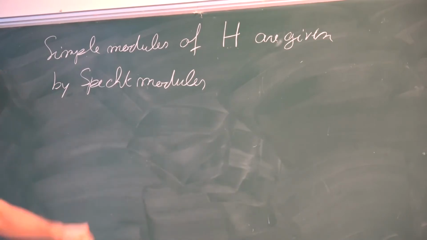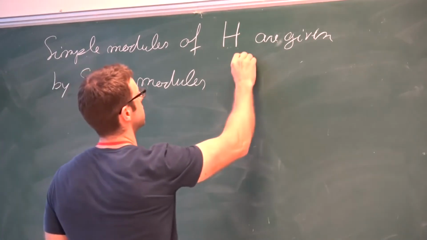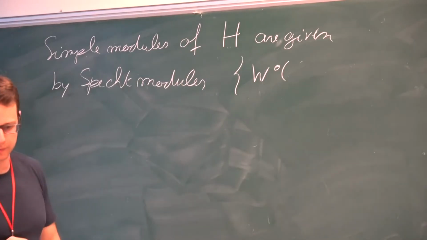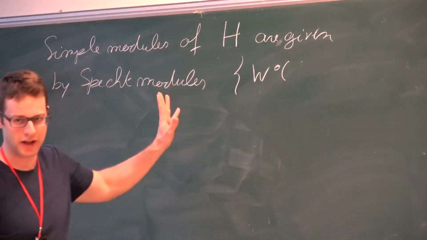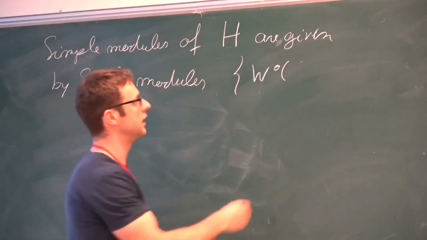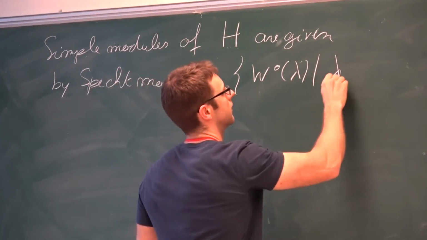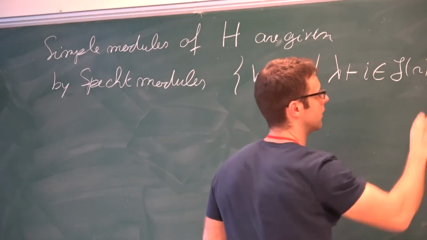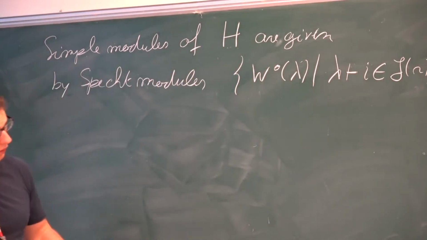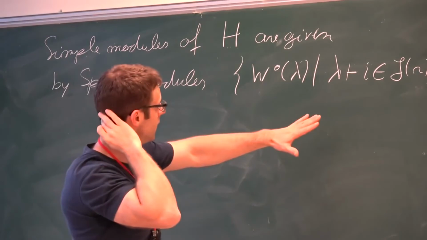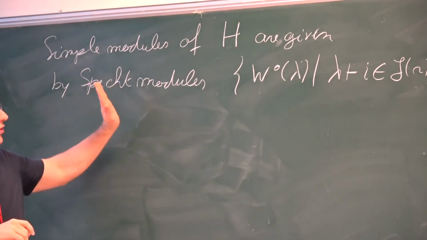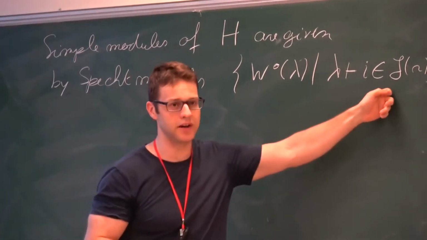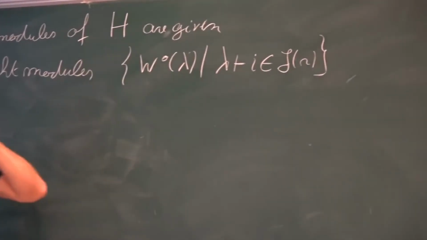So the simple modules are given by the Specht modules, which I write like this: W0. I write W0 because then we'll have the cell modules for AR later on, which will be W. So for any symmetric group on I symbols, its simple modules, its Specht modules, are labeled by the partitions of that I. So here I just take all the I's together and construct all the simple modules of that H.